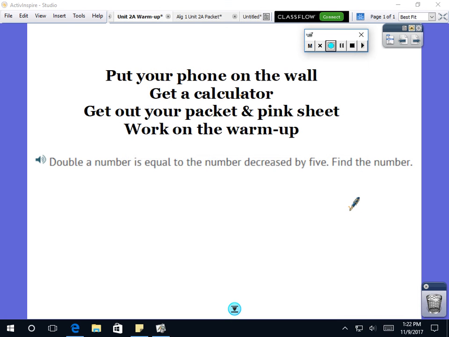All right, double a number is equal to the number decreased by 5. Find the number. Double a number is 2 times the number, is equal to the number decreased by 5. But they don't care about the equation. They want you to actually find the number, which means solve for the x.